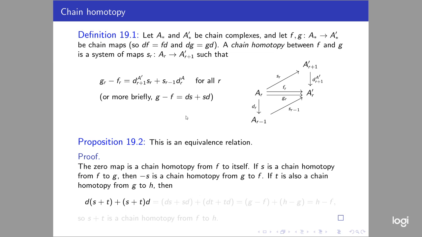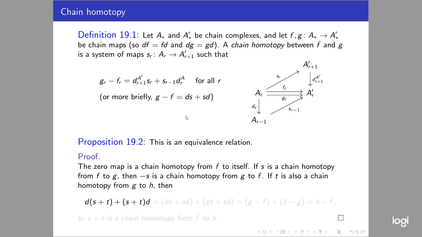Finally, it has to be transitive. So if we've got a chain homotopy S from F to G, and then also a chain homotopy T from G to H, then we need to show that F is chain homotopic to H. So we need to produce a chain homotopy from F to H, and we just need to use S plus T. Okay, so let's just check that works.